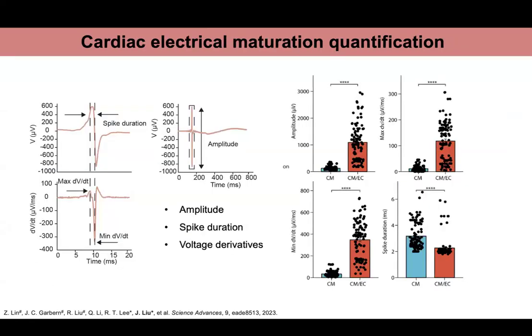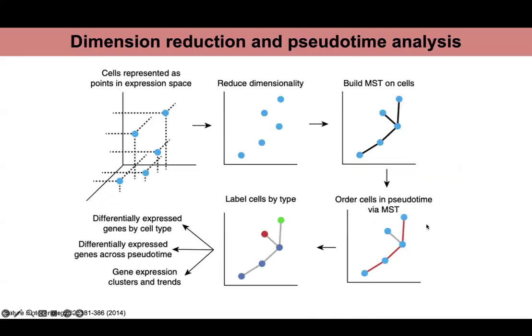And then if we analyze those standard features from the cardiac field potential, we found that there is a significant improvement of the amplitude, the dV/dt, or spike duration. Then the question is how we quantify this, right? So we borrowed the same idea that has previously been used for single-cell gene expression analysis, called pseudo-time analysis, which is basically just a dimension reduction method that projects this high-dimensional data into a low-dimensional space and looks at the correlation between them.